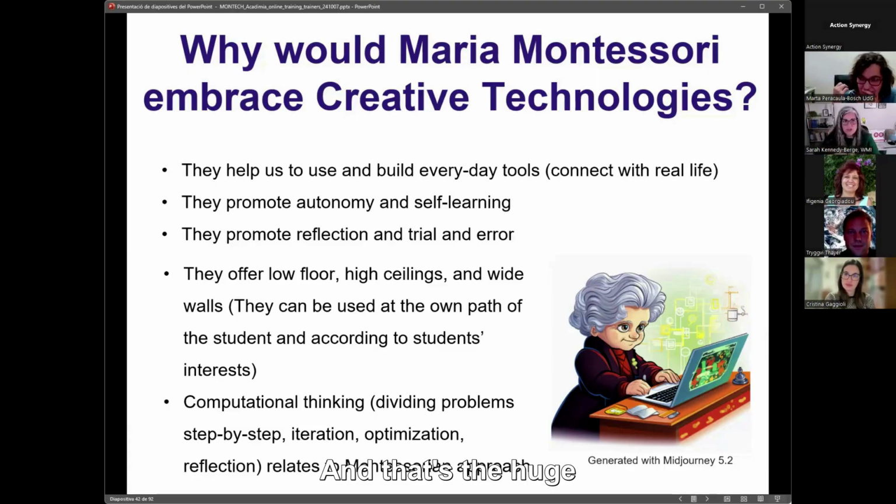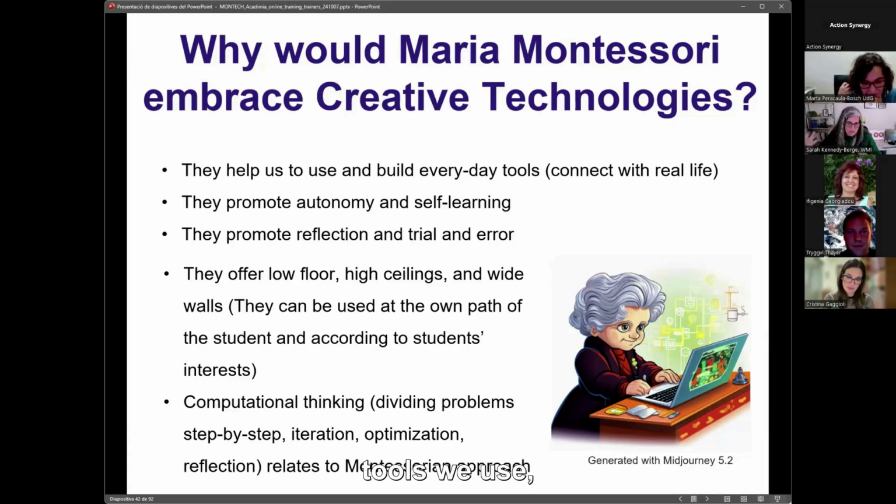And that's the huge difference of what we mean when we're talking about creative technologies. And so using them, we can connect to real life. We can make meaningful things. They can use these when they're doing their projects in any subject they're doing. They can be using technologies to work on their research and so on, at gathering, putting together data.